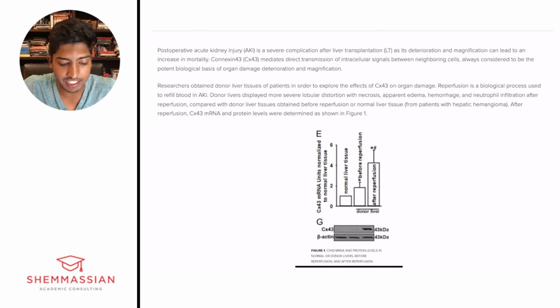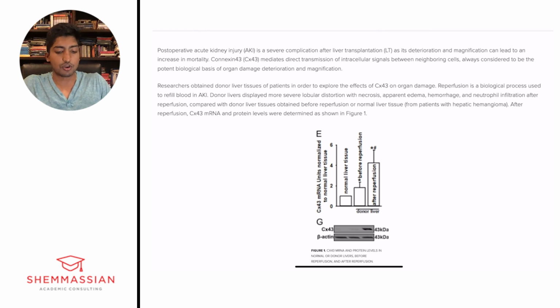Postoperative acute kidney injury, AKI, is a severe complication after liver transplantation, as its deterioration and magnification can lead to an increase in mortality. Connexin 43, CX43, mediates direct transmission of intracellular signals between neighboring cells, always considered to be the potent biological basis of organ damage, deterioration, and magnification.